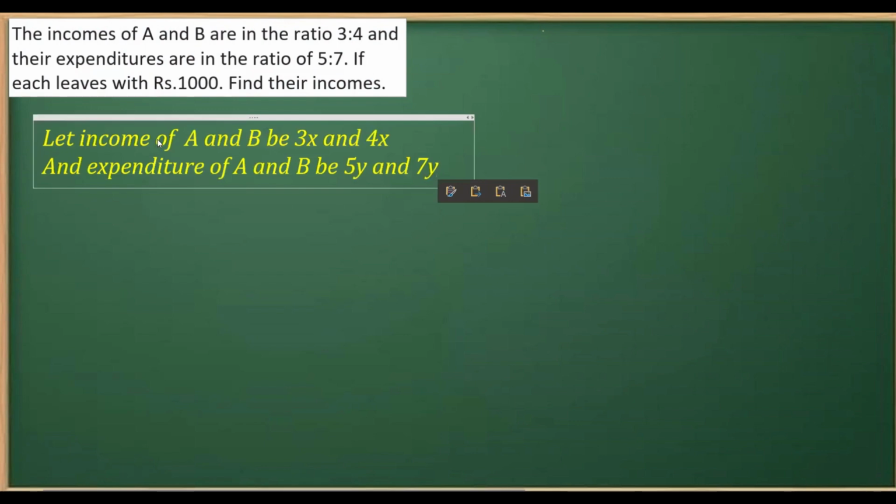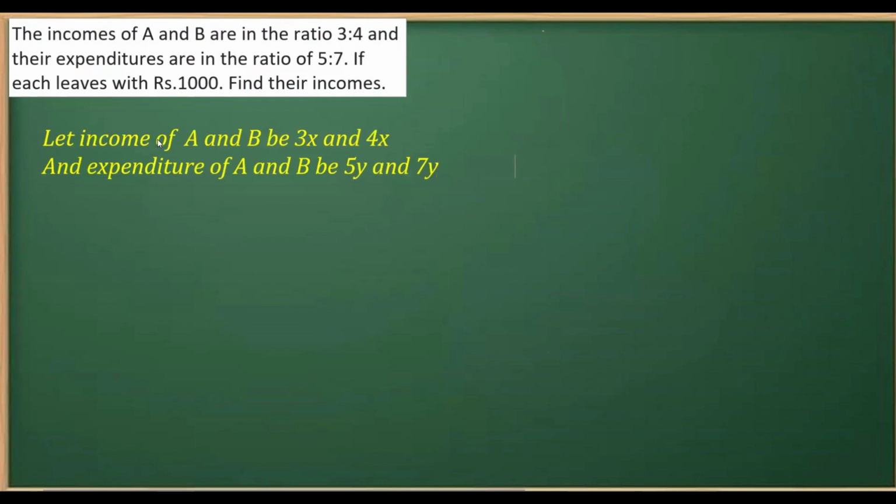Let A's income be 3x and B's income be 4x. You should remember that we cannot use the same variable for the other ratio. That's why I've taken the expenditure of the first as 5y and that of the second as 7y.